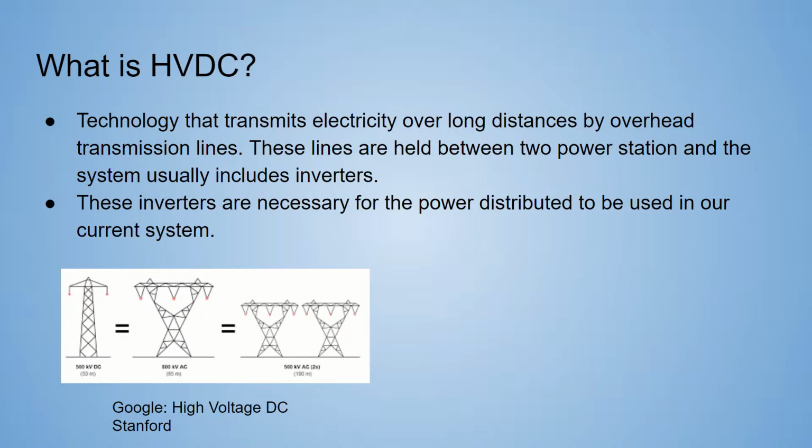And as you can see in the picture below, you can see two different types of transmission poles, wires, or how it's set up. So the long skinny ones are usually DC, and then the wider ones or crossed ones are AC.